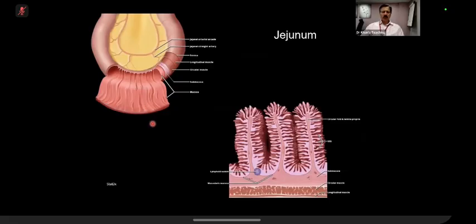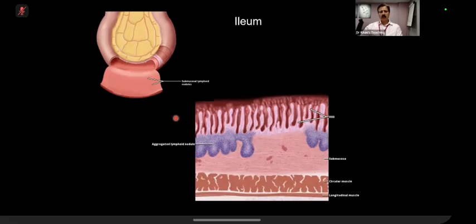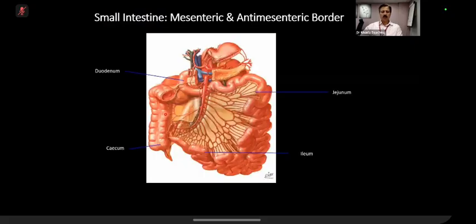Now, as far as jejunum is concerned, please remember the difference between jejunum and ileum. We know that there are valvulae conniventes in the jejunum, and the number of valvulae conniventes in the jejunum is much more than in the ileum. And this is important for you to remember for your exam. And a few films will come in the exam around this concept.